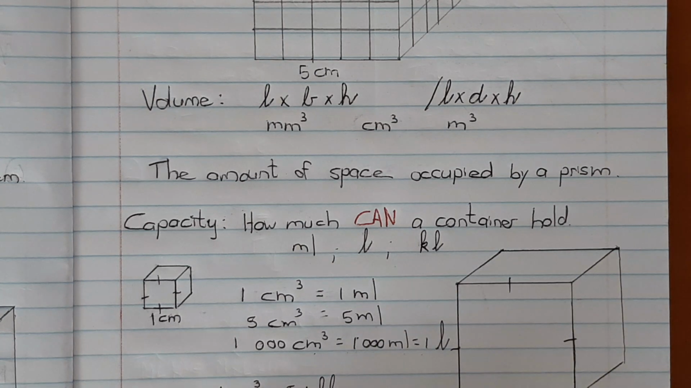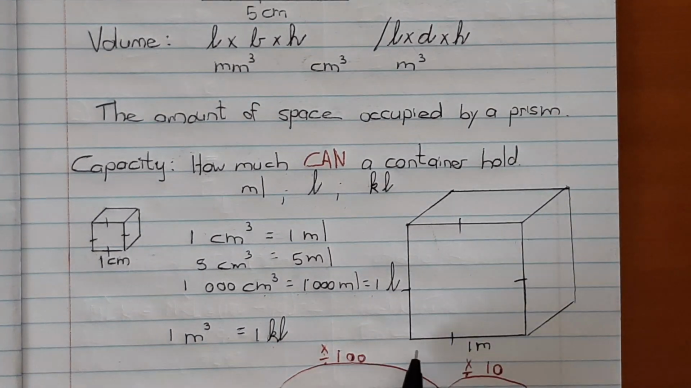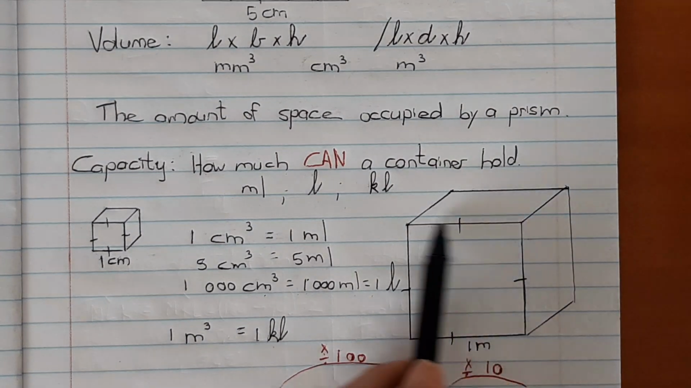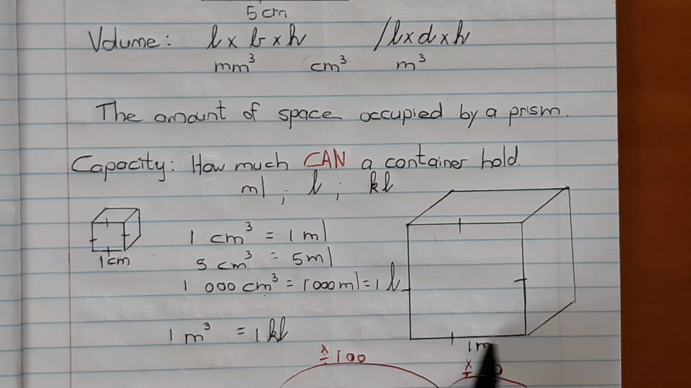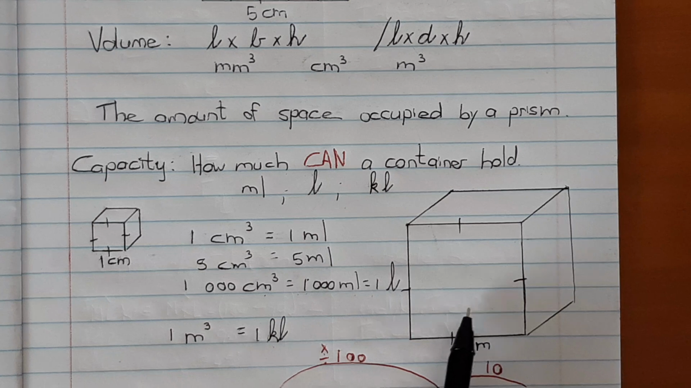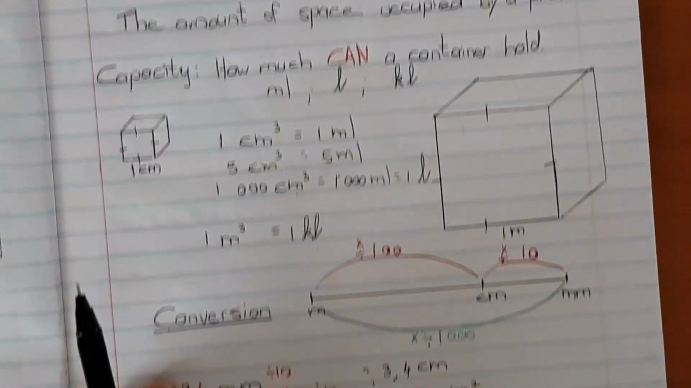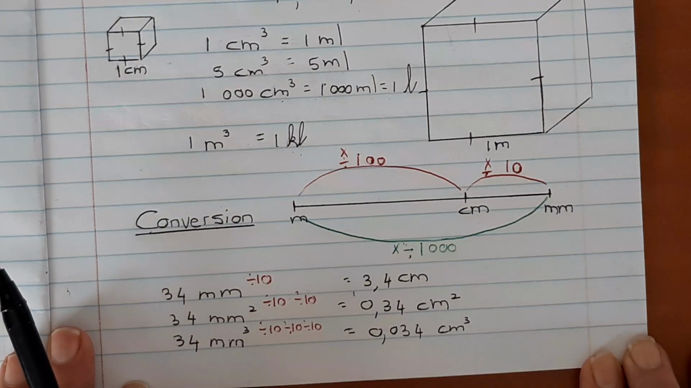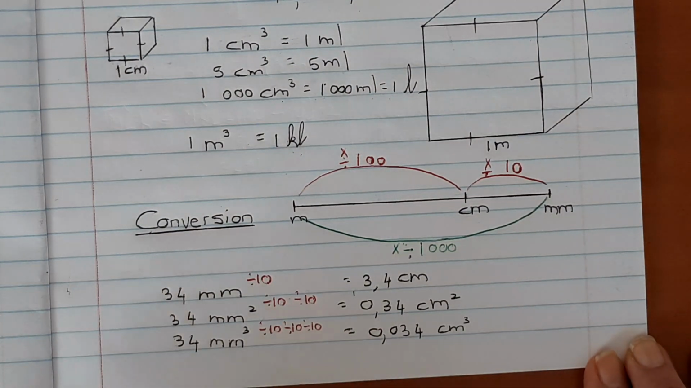If you have a cube of 1 meter by 1 meter by 1 meter, 1 meter is about your hip height, and you fill it with water, it will be 1 kiloliter. To convert your units, you struggled in the test with this as well.